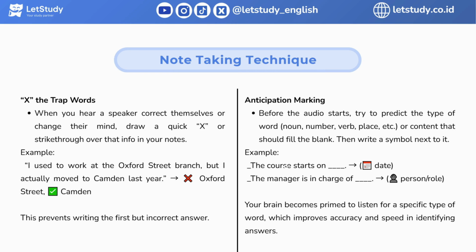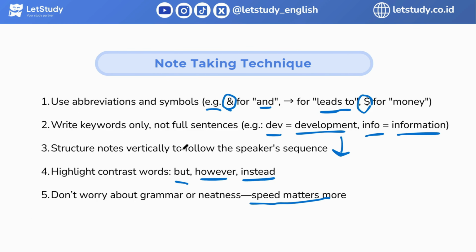Also, in note-taking techniques, there are two more ways for StudyMates to understand it better. The first one is X the trapdoor. It's similar to structuring notes vertically to follow the speaker sequence and highlighting contrast words. So, the third and the fourth point.